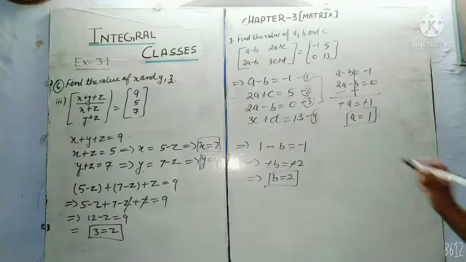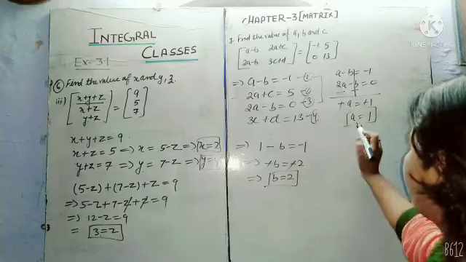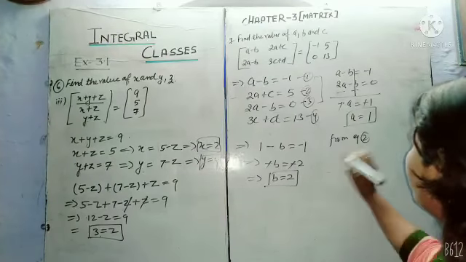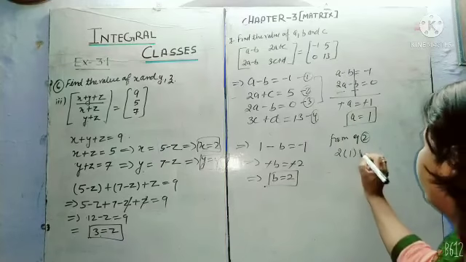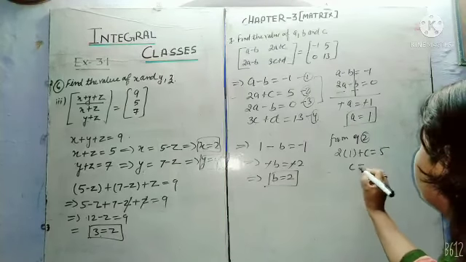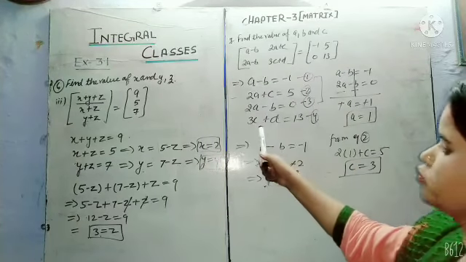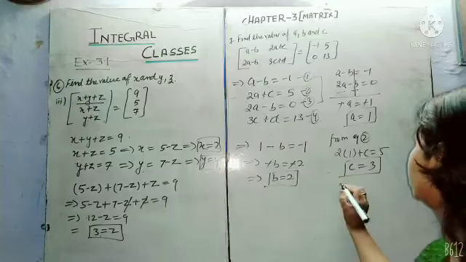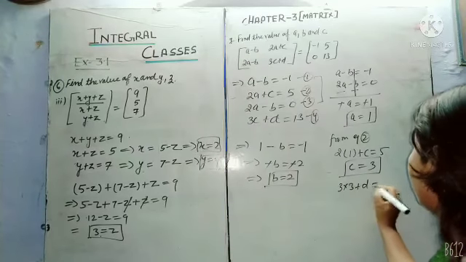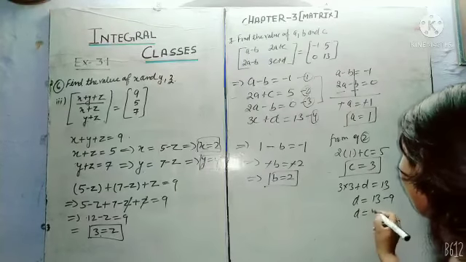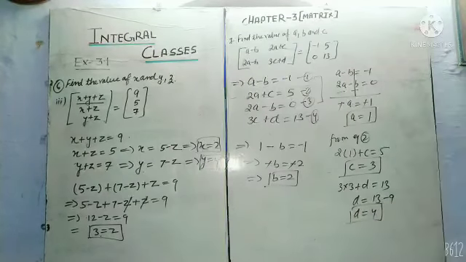Now second, find the value of C. A equals 1, we will put it in equation 2. 2 into 1 plus C equals 5. Therefore C equals 5 minus 2 equals 3. Now we will put the value of C here, then we will get the value of D. 3 into 3 plus D equals 13. Therefore D equals 13 minus 9. So D equals 4. So now student, we get the values of A, B, C, D very nicely, and question number 7 is done.